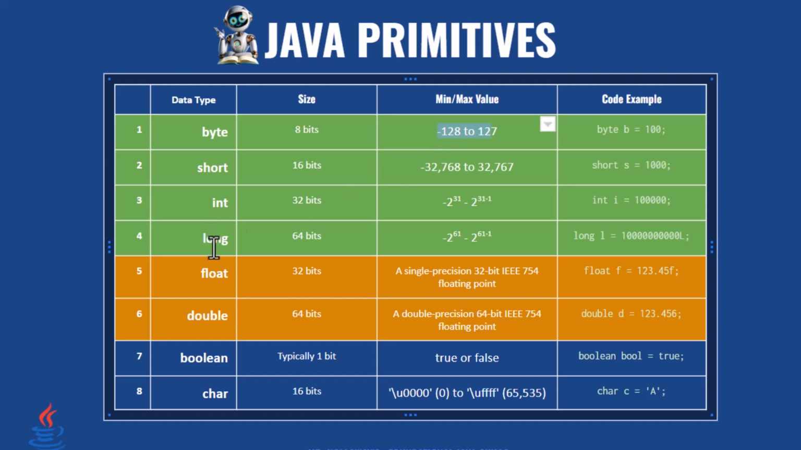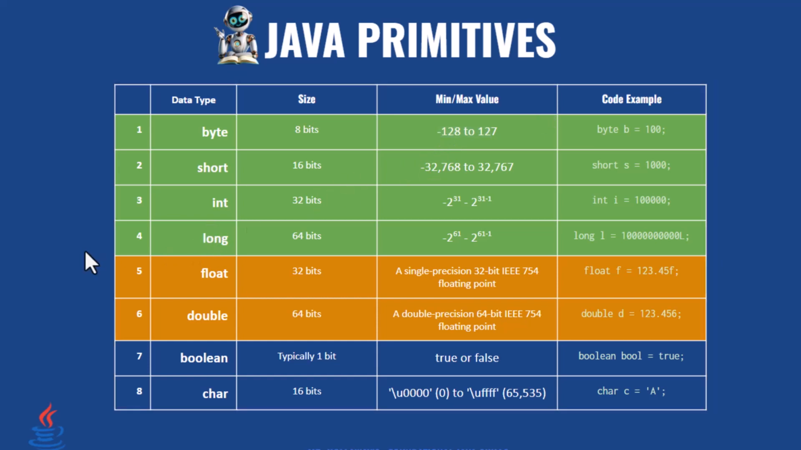Now, with a string, it's a little bit different. It's handled differently. We're going to talk about strings a little bit later, but I just want to focus on Java primitives in this video.